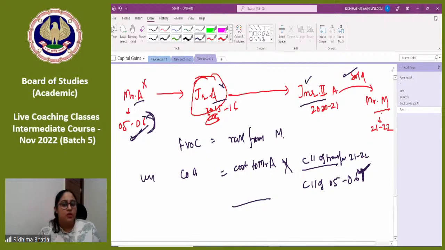What would be the cost of acquisition for Junior 2A as per section 49? The cost of acquisition would be the cost to the previous owner. Cost to the previous owner means the cost to Mr. A. And see, the period of holding would obviously begin from the period when the previous owner has first held the asset. Clear?